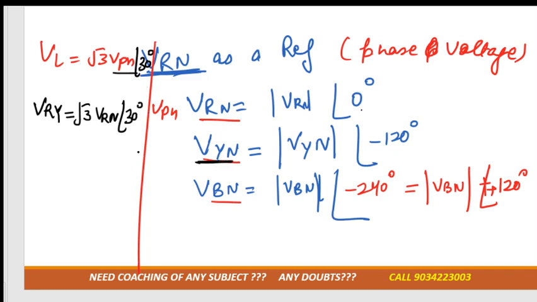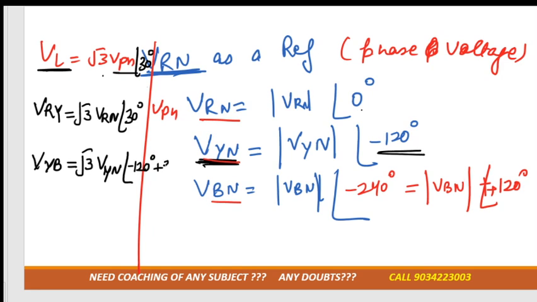Similarly, for VYN, the line voltage is VYB. Then root 3 as it is. VPH means the phase voltage, that is VYN, and the angle difference is plus 30 degree. Here it is minus 120 degree, so I can add minus 120 degree plus 30 degree. Then what would be the angle? Root 3 VYN, angle would be minus 90 degree.